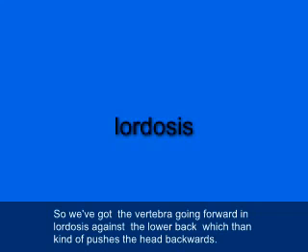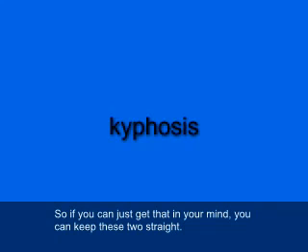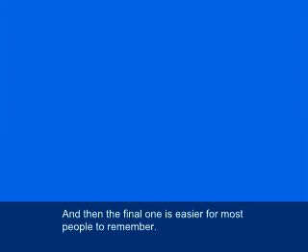So we've got the vertebrae going forward in lordosis, and it's the lower back, which then kind of pushes the head backward. Again, in kyphosis, it's the upper back or the thoracic vertebrae that are bowing backward and outward. So if you can just get that in your mind, you can keep these two straight. And then the final one is easier for most people to remember. It's something that is fairly commonly known in the vernacular, and that is scoliosis.